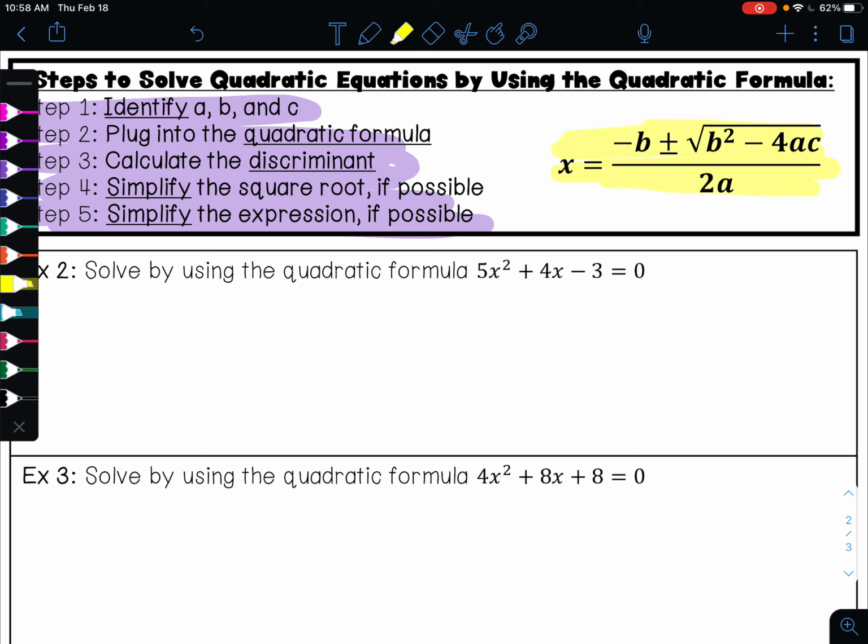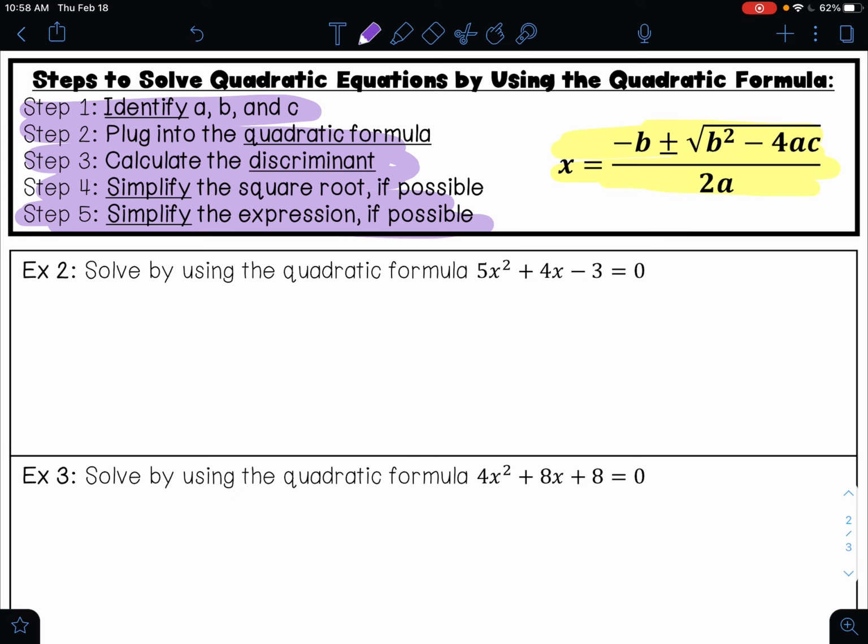So let's see how far we can get on example 2. It needs to be in standard form, and 5x squared plus 4x minus 3 is in standard form. So I can begin by identifying A, B, and C. In this problem, A is 5, B is 4, and C is negative 3.